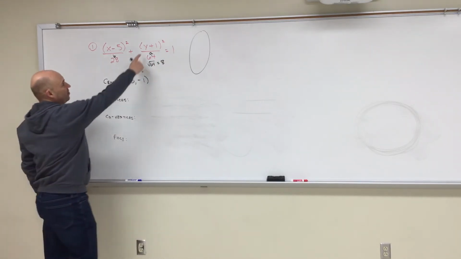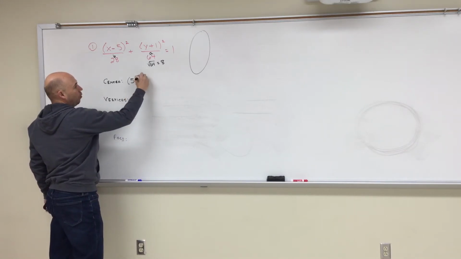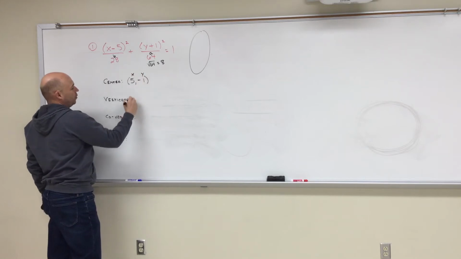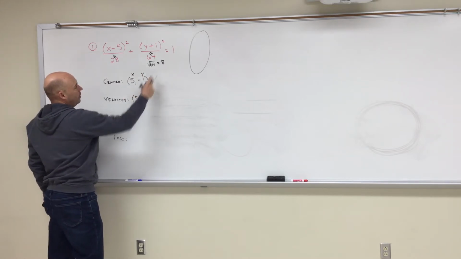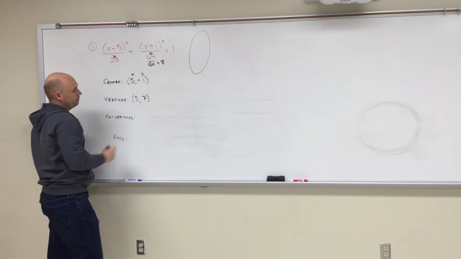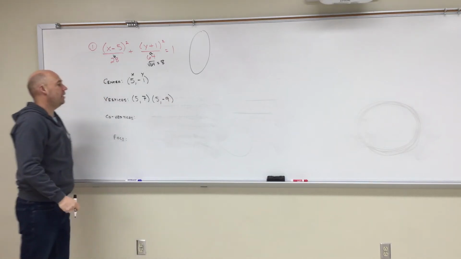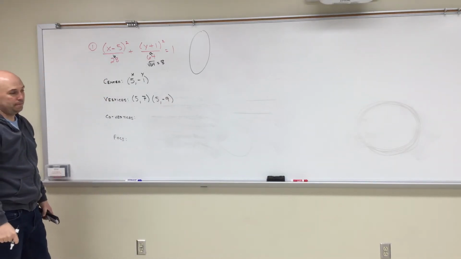So my vertices, since it's underneath y, I'm going to add and subtract 8 from -1, because -1 is my y coordinate. That's my x coordinate, that's my y coordinate. So I'm going to have 5. If I add 8 to -1, I'm going to have 7. If I subtract 8 from -1, I'm going to have -9. So those are where my vertices are going to be.